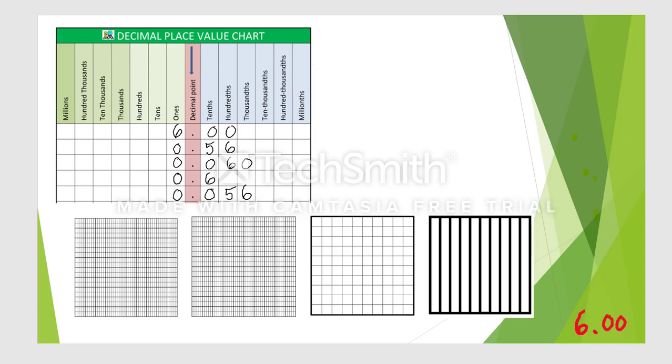The next one here is 0 and 56 hundredths. So how do I show 56 hundredths? I first want to look at my hundredths grid, and I'm going to shade in 56 of those. So that's 1, 2, 3, 4, 5 columns, because they each have 10 in them. And then I have to shade in another 6 boxes. Okay, so if I shade all of that in, this right here represents 56 hundredths.